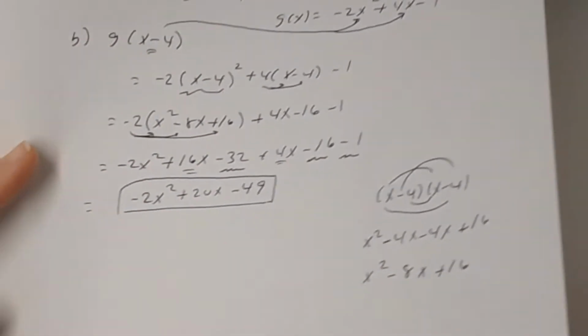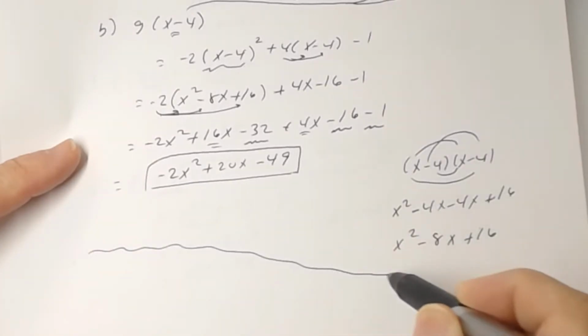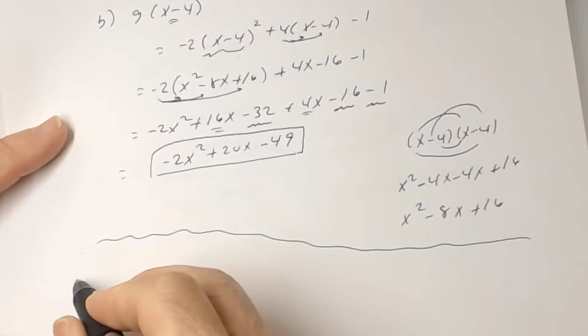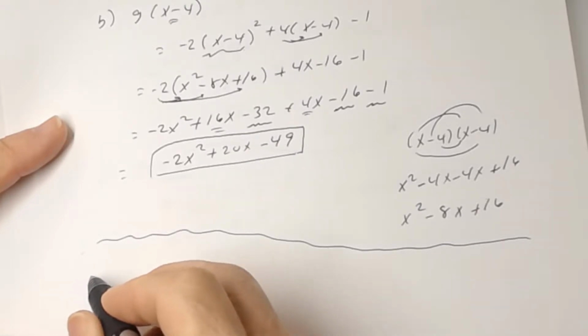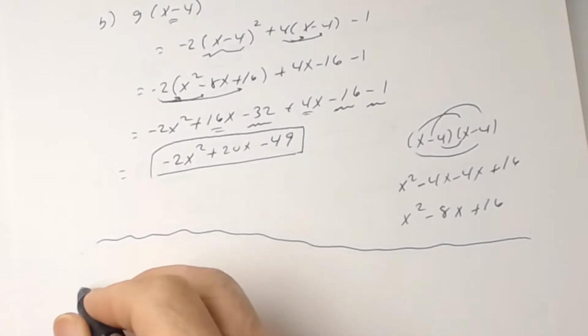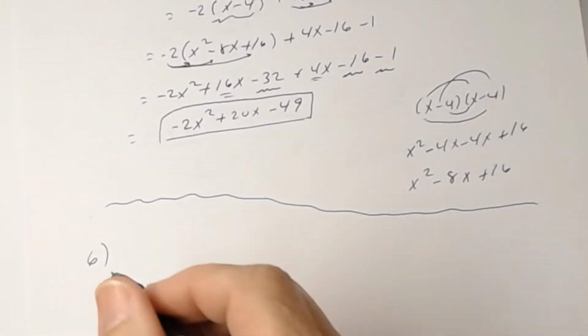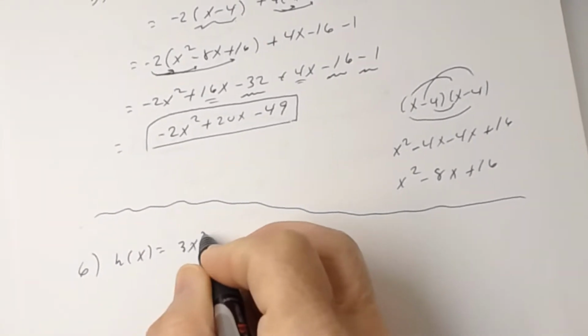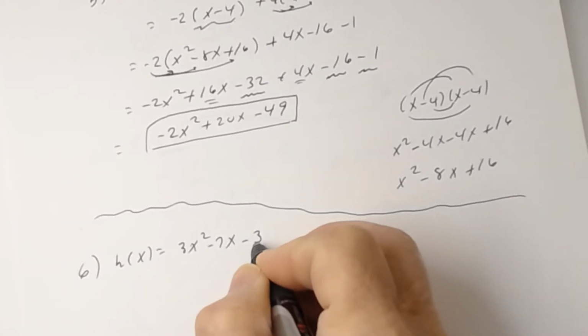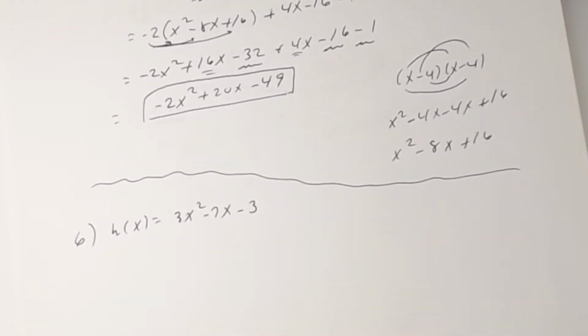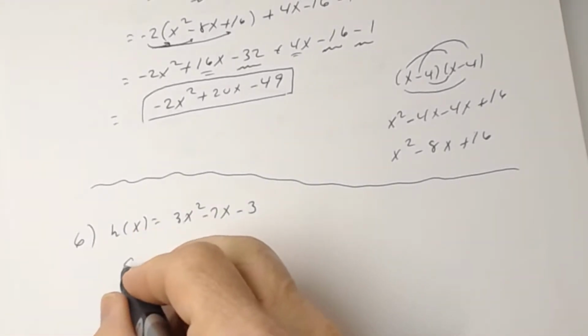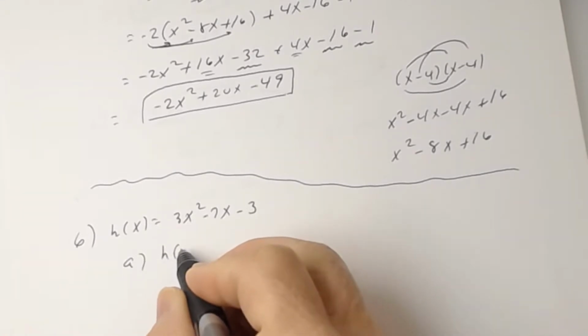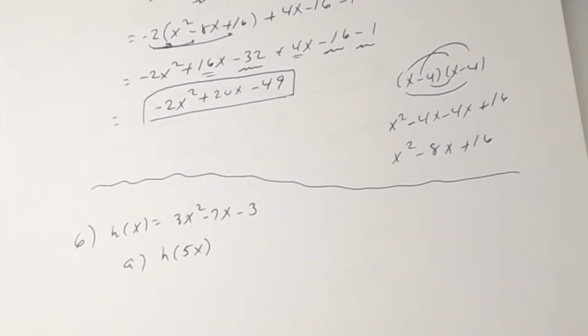All right, now let's suppose I had this. Let's do number 6 here. Let's suppose h of x is 3x squared minus 7x minus 3. And let's suppose I want to find h of 5x. So how do I find h of 5x?